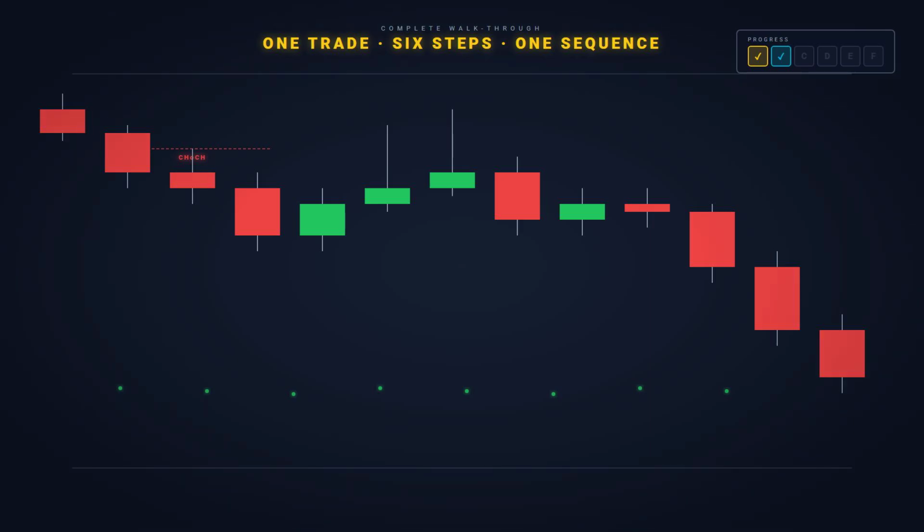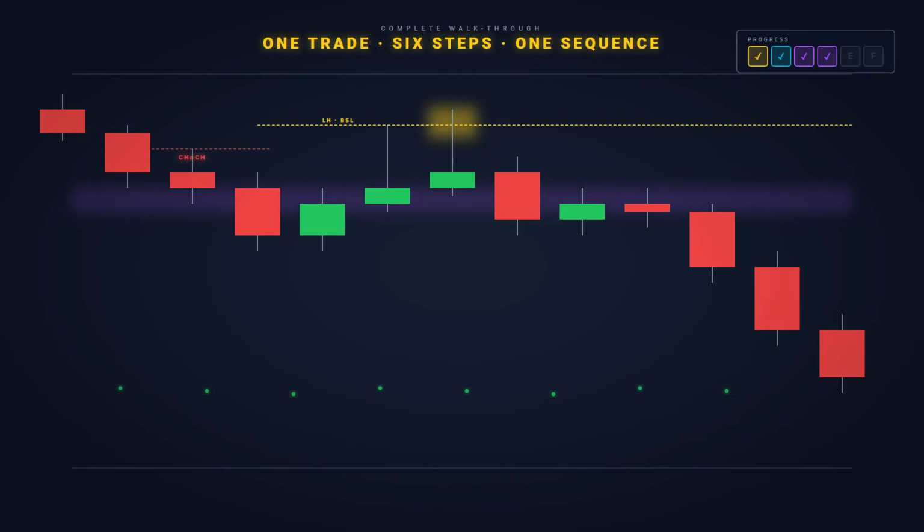Price has been grinding upward in a small range. And right here, it pushes above the most recent lower high, wicks through cleanly, and immediately closes back below it. That is the sweep. Buy stops above that lower high were collected. Step C done. I go back and find the origin of that upward push. The last bullish candle before the impulsive leg up is sitting right here. It's clean, it's unmitigated, and the move from it was sharp enough to take out the lower high. I'm drawing the OB box around it.